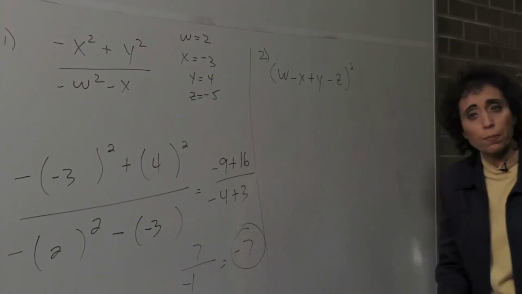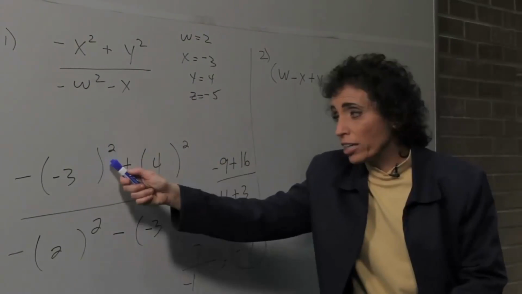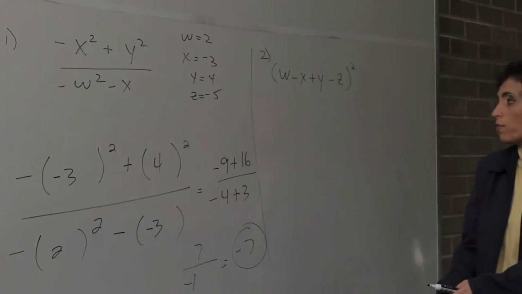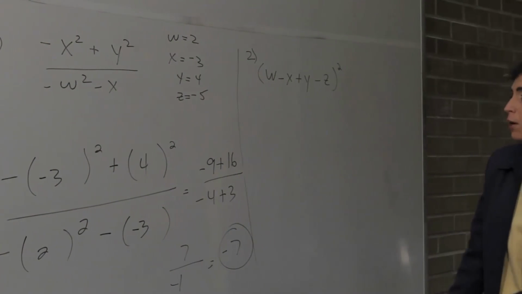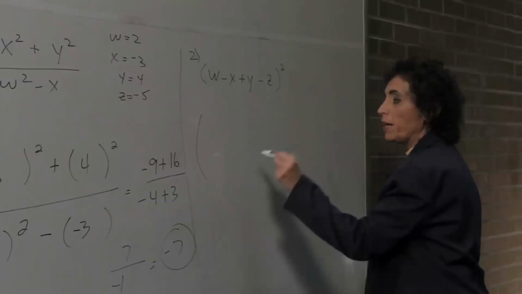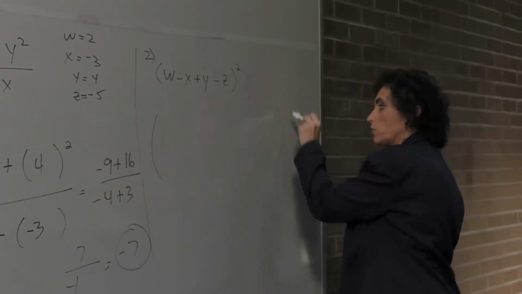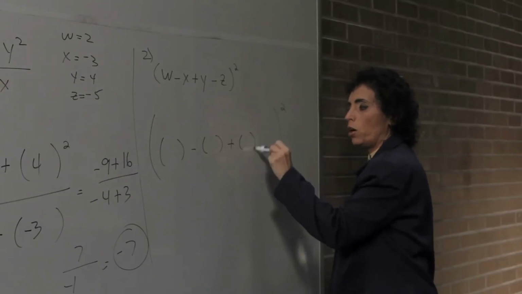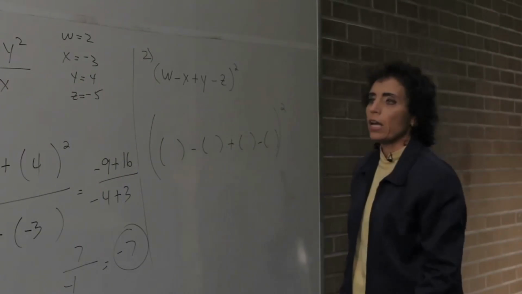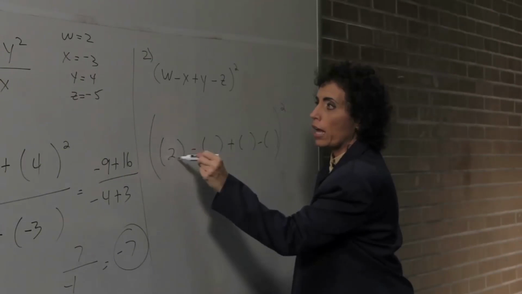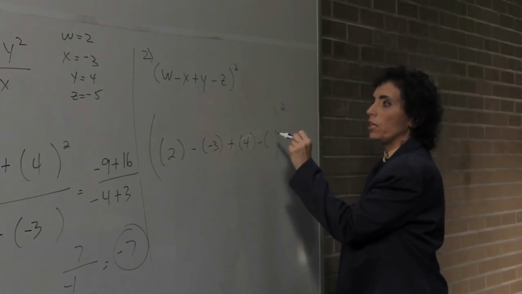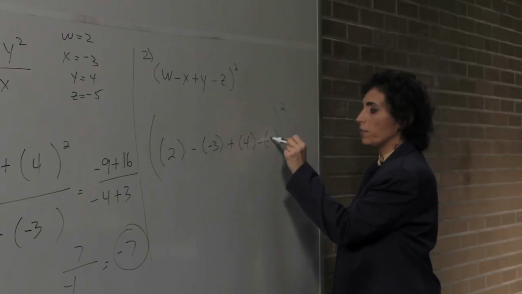So, again, it's just order of operations. Just be careful with where your exponents are. They're outside of parentheses, and make sure you're careful about your negatives in your order of operations. Okay? Let's see how messy this one could get. I'm going to make this parentheses really large, and it's w minus x plus y minus z. And w is 2. X is negative 3, y is 4, z is negative 5.